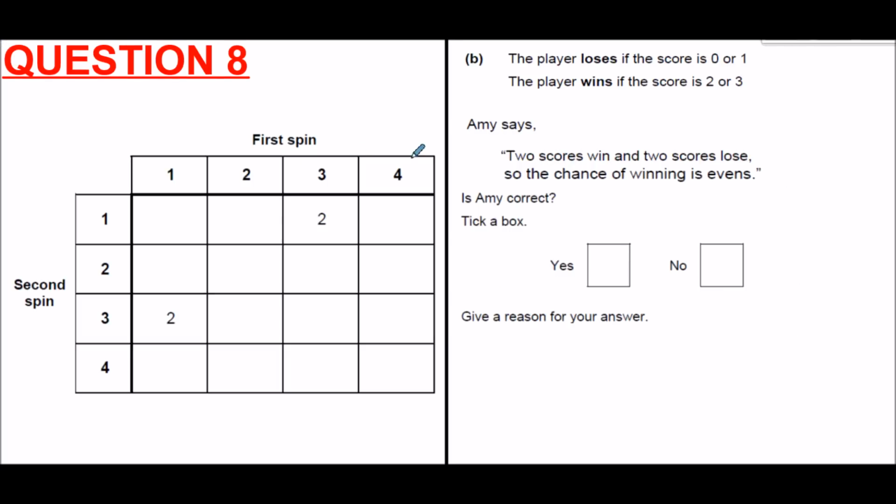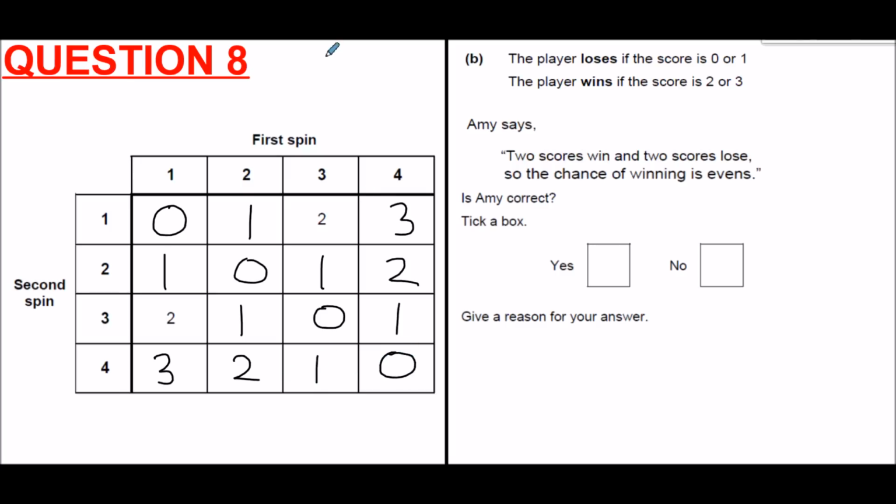Now for part B, we've got some more information about what we've just filled in. So I'm just going to quickly scribble down the results from the previous page. I'm just making an exact copy of what I've done before, so I'm not working anything new out here. I'm just making a copy of the table from part A. So now we can use this information to help us for part B.